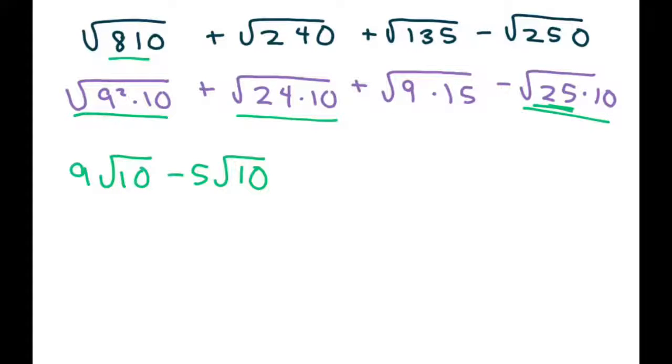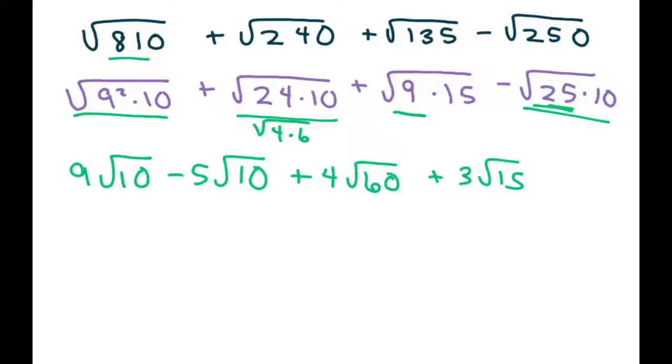And I'm going to keep this right now. I'm going to go ahead and break this up as 4 times 6. When I do that, I'm going to get 4 times the square root of 60. We're going to have to fix that one. And then this one, we're going to get plus 3 square root of 15. Square root of 9 is 3.